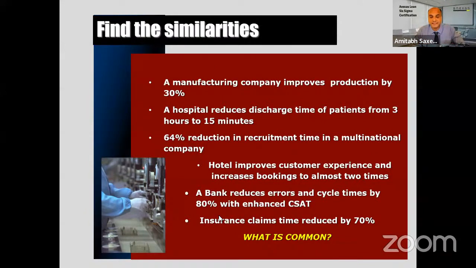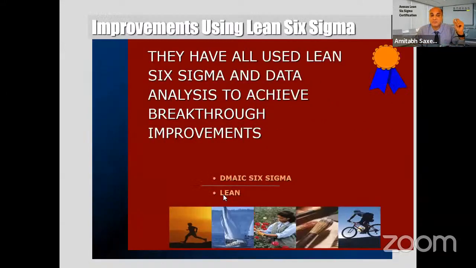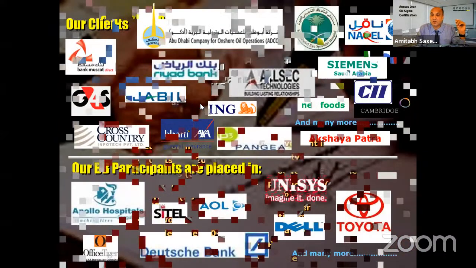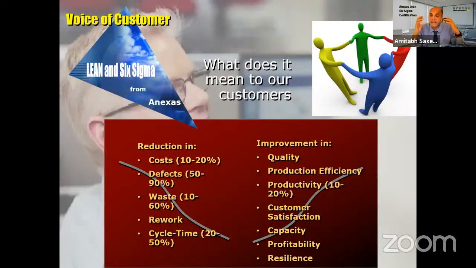So we can see that one of the common themes running is that all of them are talking about improvements, and all of them have used Lean Six Sigma techniques. So what is Lean and Six Sigma? Lean and Six Sigma is about improving anything in an organization by converting the improvement opportunity into projects.